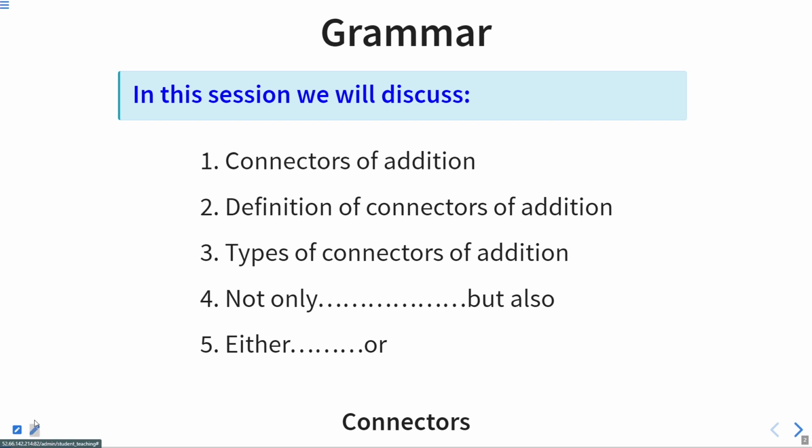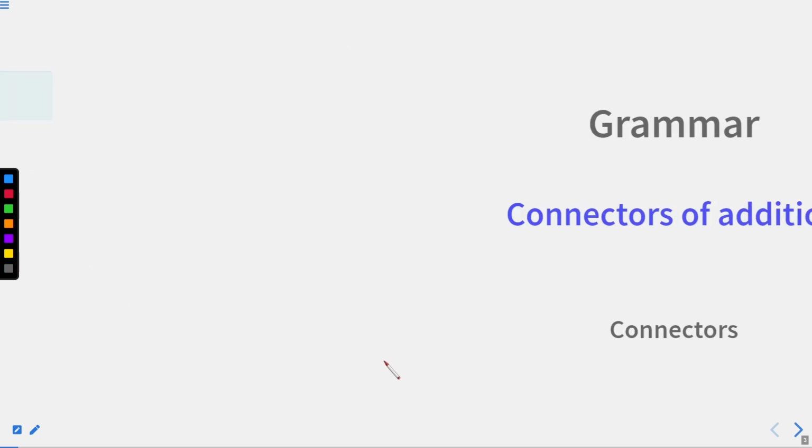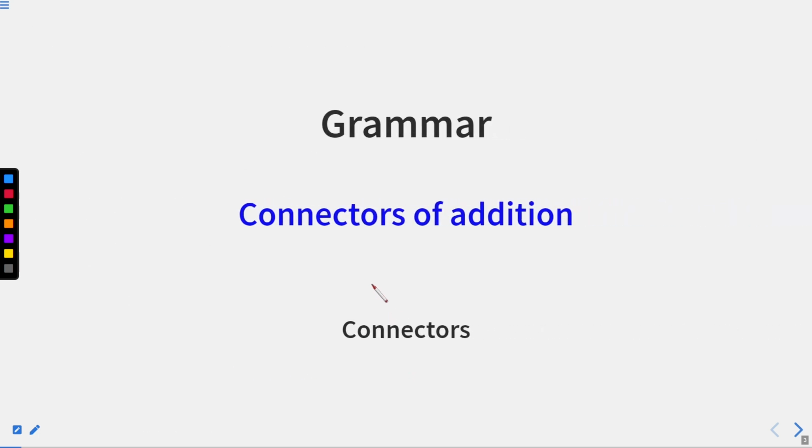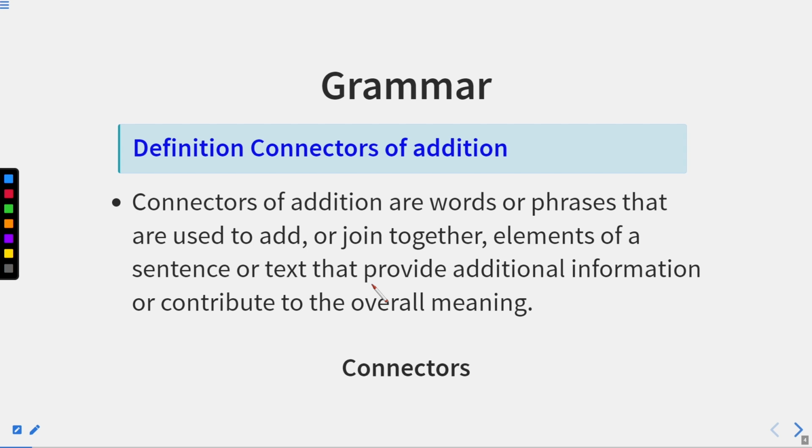Now, let me take the pen over here. Okay, let me take this color. Well, after that, we'll discuss some types of connectors of addition. These are not only but also, either or. So first we are going to discuss connectors of addition. It means we are going to introduce connectors of addition. The definition of connectors of addition is as follows.